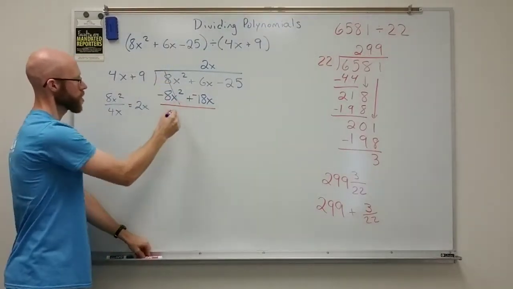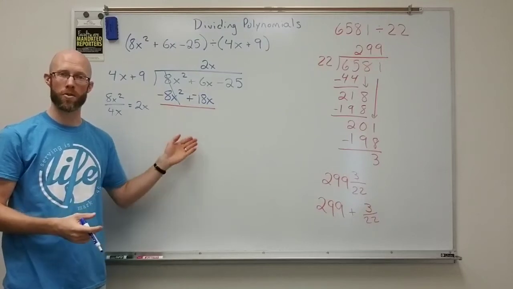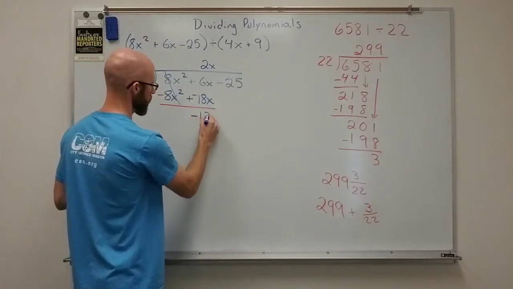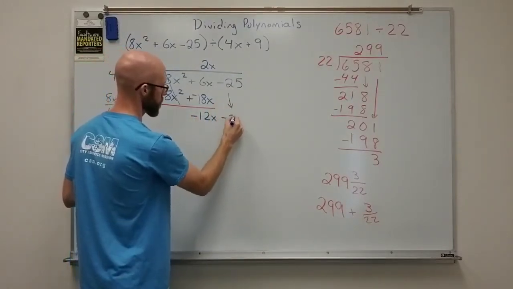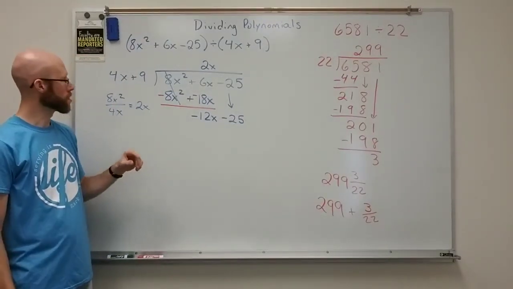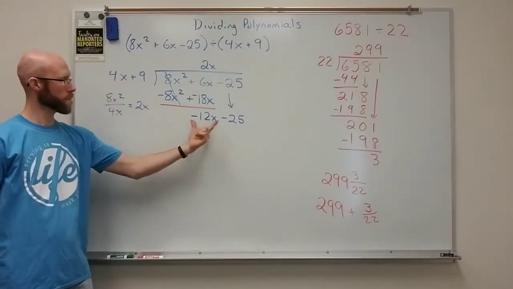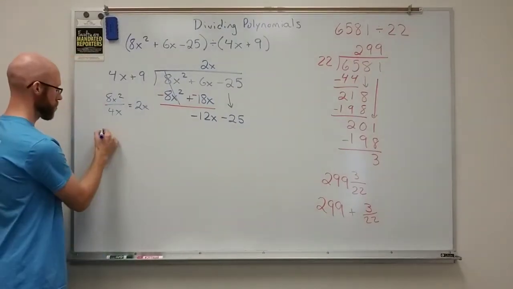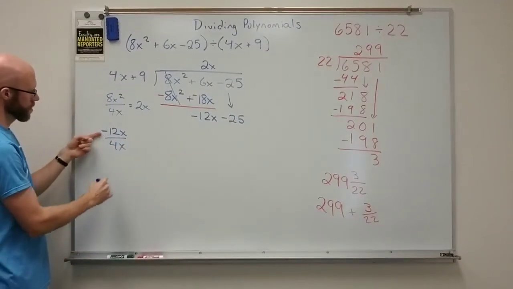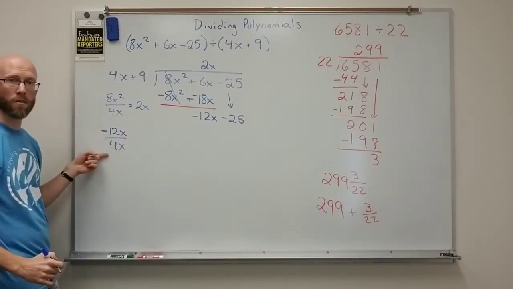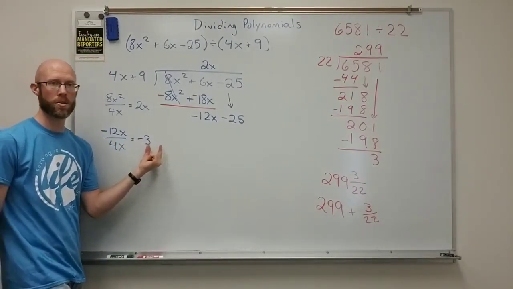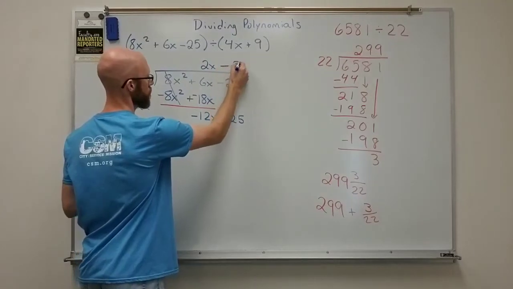Then the 8x squared terms drop out. Remember, that should always happen, where the first term drops out. 6x minus 18x is minus 12x. Then we bring down the minus 25. Then we do our division again: first term divided into the first term. So negative 12x divided by 4x. Well, the x's drop out, negative 12 over 4 is negative 3. Because that's a constant, it must go above the constant term.